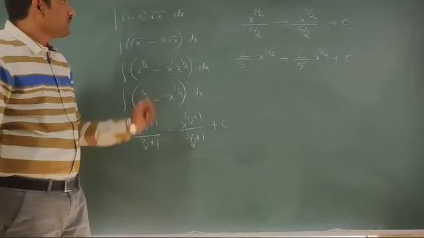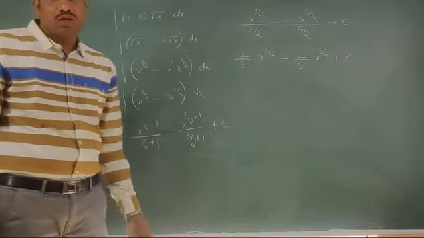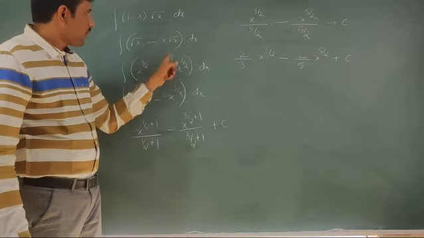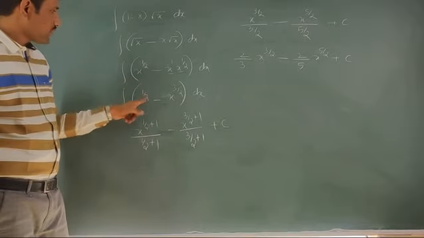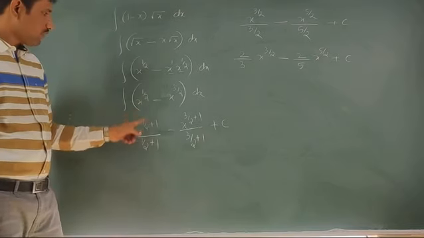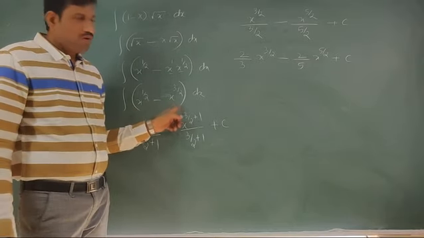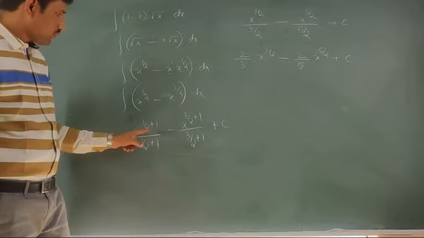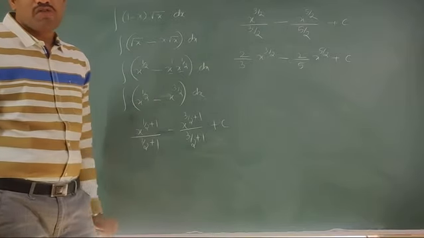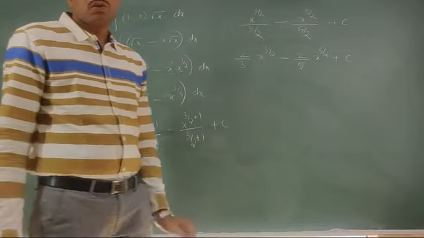Is it clear, friends? So multiply the brackets first. 1 into root x is root x, minus x into root x. Root x is nothing but x raised to 1 by 2. x into x raised to 1 by 2 is 1 plus 1 by 2, that is 3 by 2. What is integration of x raised to n? x raised to n plus 1 divided by n plus 1. That is x raised to 3 by 2 by 3 by 2 minus x raised to 5 by 2 divided by 5 by 2 plus c. That is 2 by 3 into x raised to 3 by 2 minus 2 by 5 into x raised to 5 by 2 plus c.